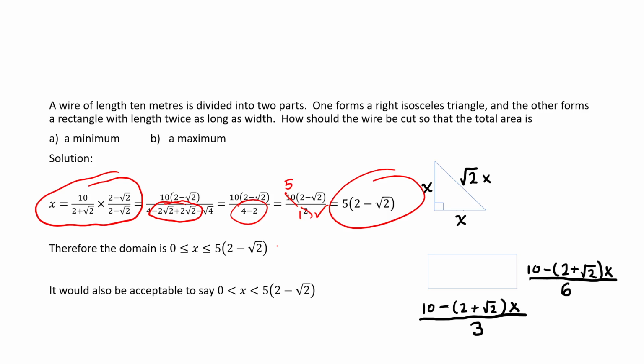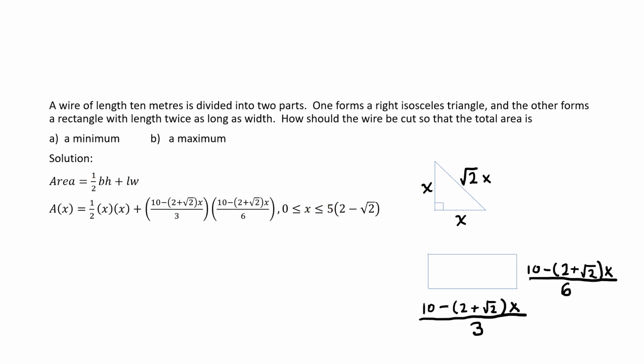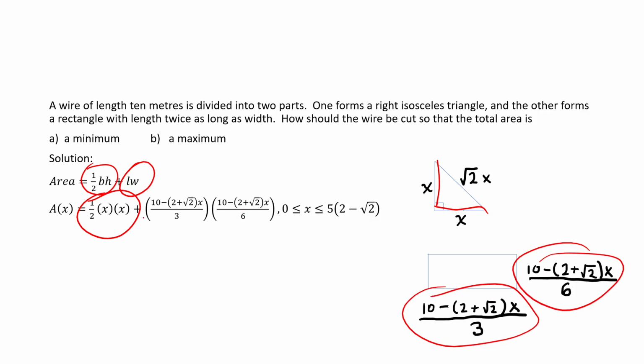You might choose to say, well, 0 less than x less than instead of using equal signs, because maybe you're thinking you can't claim there to be a triangle and a rectangle unless you literally have some for both. So we'll leave that to your discretion. Now we know that the area of the triangle is 1/2 base times height, and we know the area of the rectangle is length times width. So we know the base and the height of that triangle are both x, so that's relatively straightforward. And we now know what the length and width of the rectangle are. And so what we have here is a great expression for area as a function of x, and we have our domain noted there.